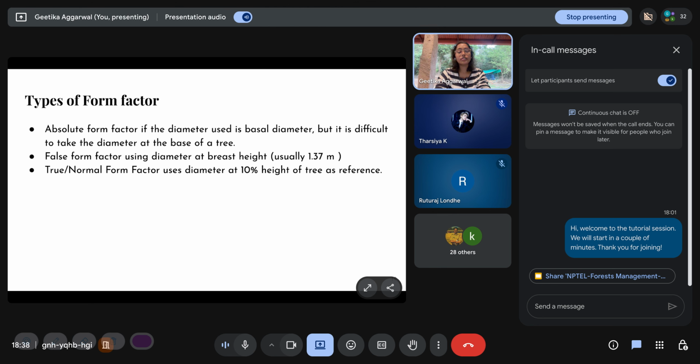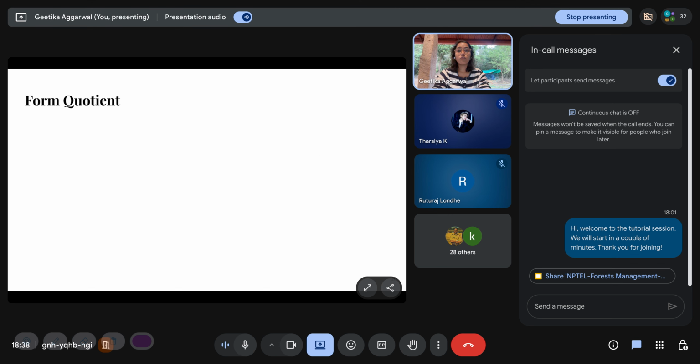So there are different form factors. Absolute form factor, which uses the diameter at the base of the tree. False form factor uses the diameter at breast height, and true or normal form factor uses the diameter at 10% height of the tree as a reference to calculating the form factor. Fine. Moving on to form quotient.